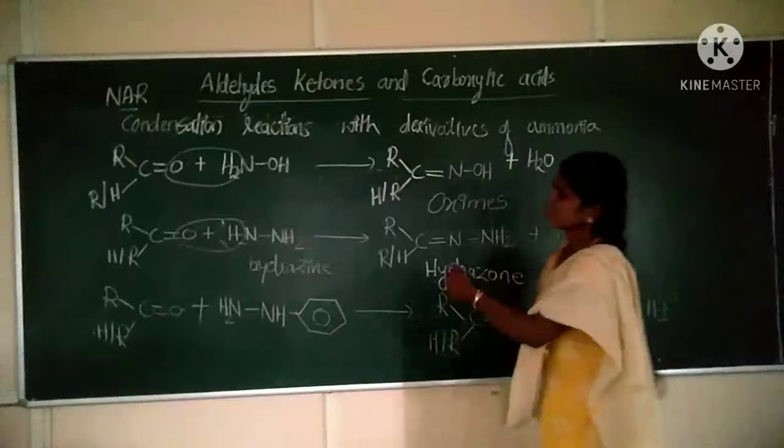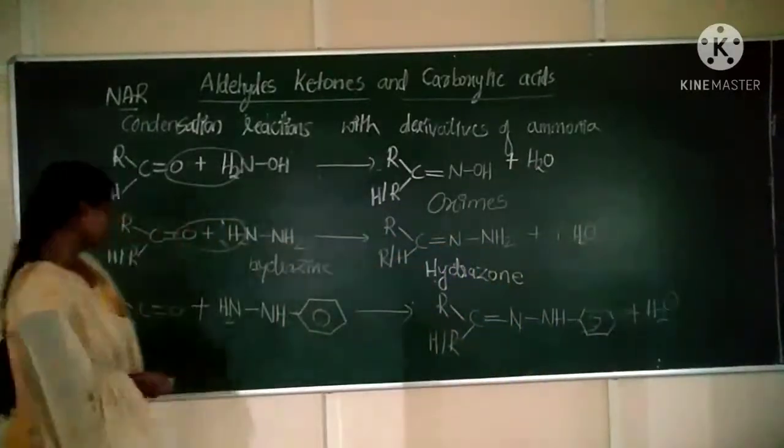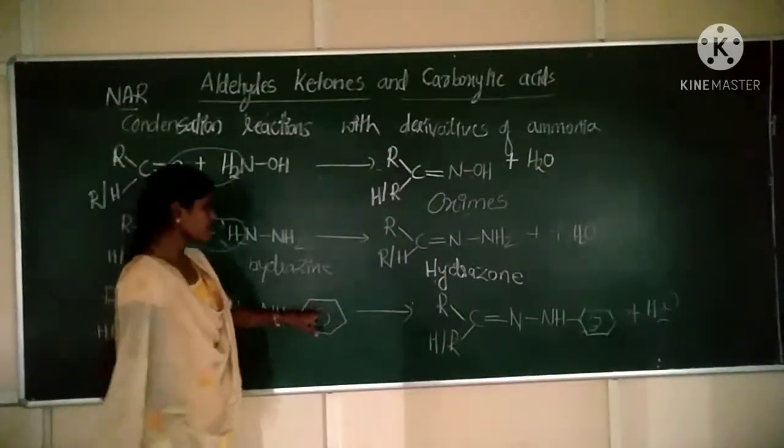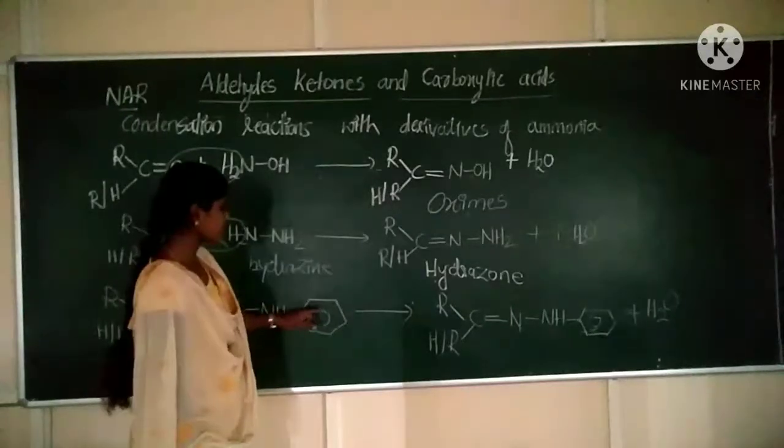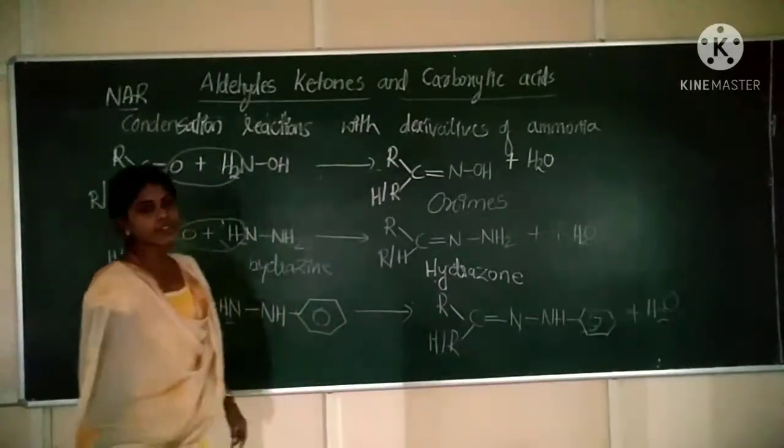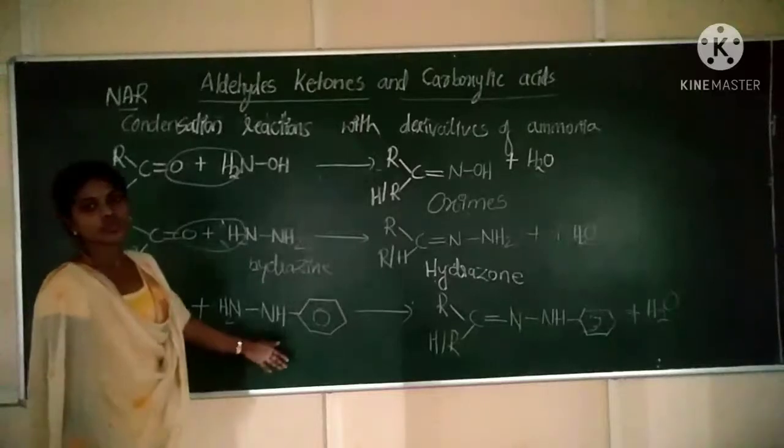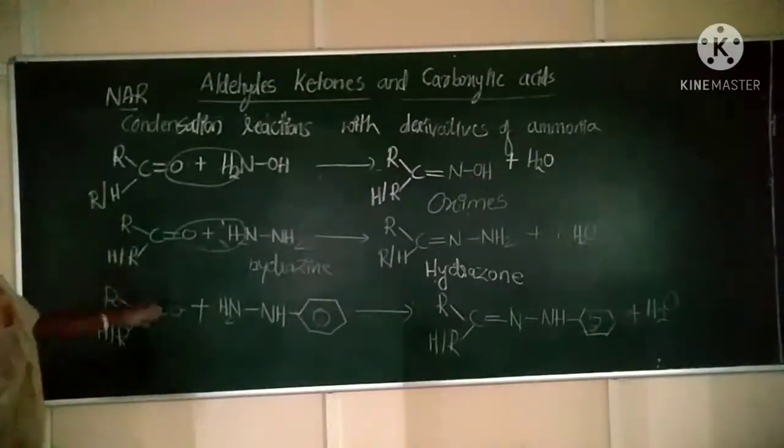Okay. Next, similarly, you can write about 2,4-DNP. Now, two groups are substituted at the ortho and para positions, or second and fourth positions. You will get a reaction of aldehyde or ketone with the 2,4-DNP. Clear? Right.